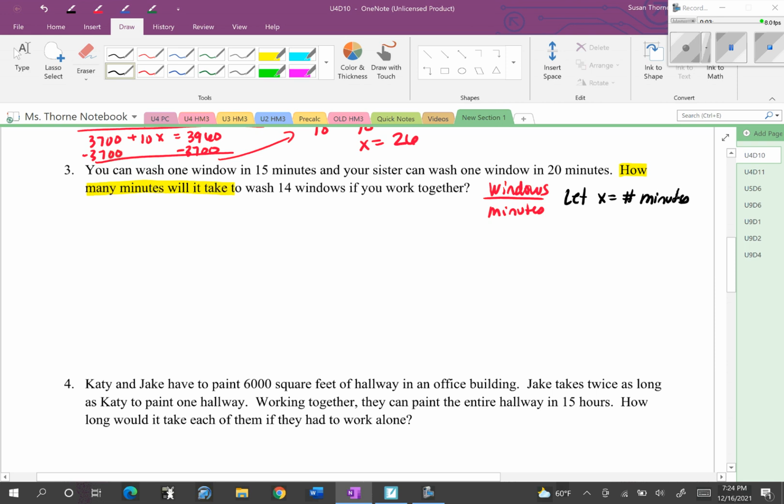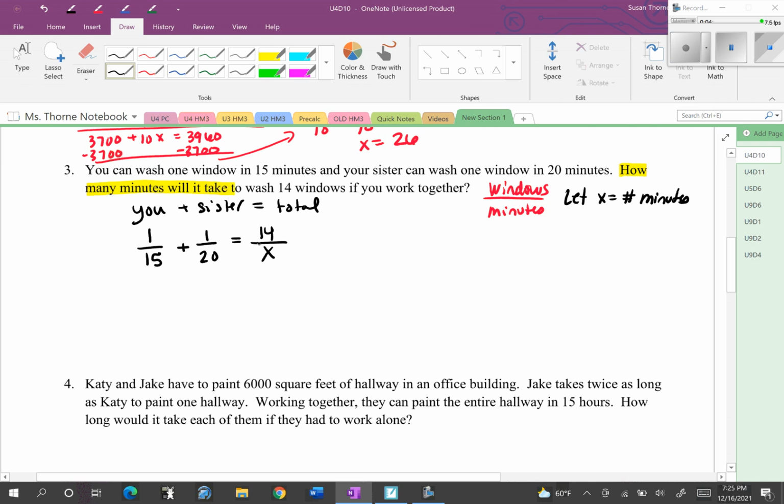So we have you plus your sister is equal to the total. So you can wash one window in 15 minutes, plus your sister can wash one window in 20 minutes. We're trying to figure out how many minutes it will take, sorry, minutes is on the bottom, to wash 14 windows if you work together. So 14 is the number of windows over x, which is the number of minutes.